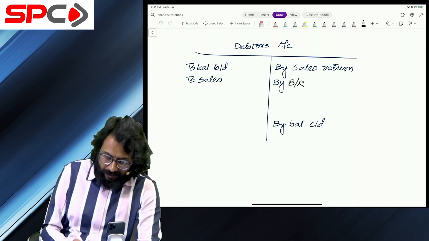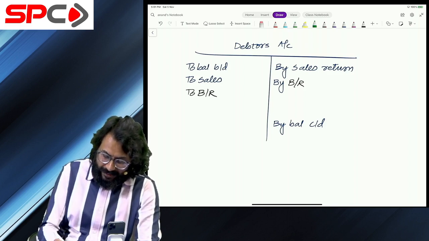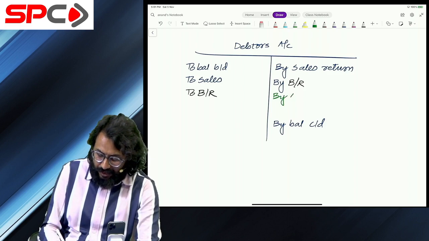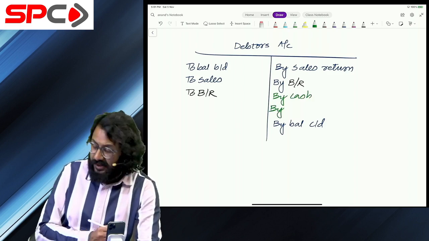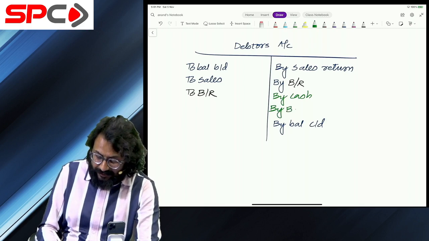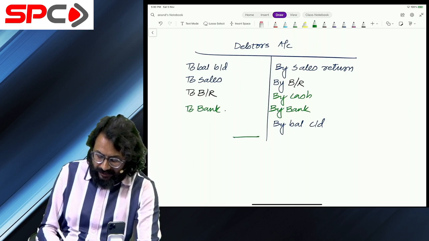Bills receivable received. When bills receivable is dishonored, to bills receivable. Buy cash. When cash is received, cash cannot be dishonored. Buy. Can I not say bank if check is received? And when the check is dishonored, to bank. I hope you people are understanding this. This is my debtors account.